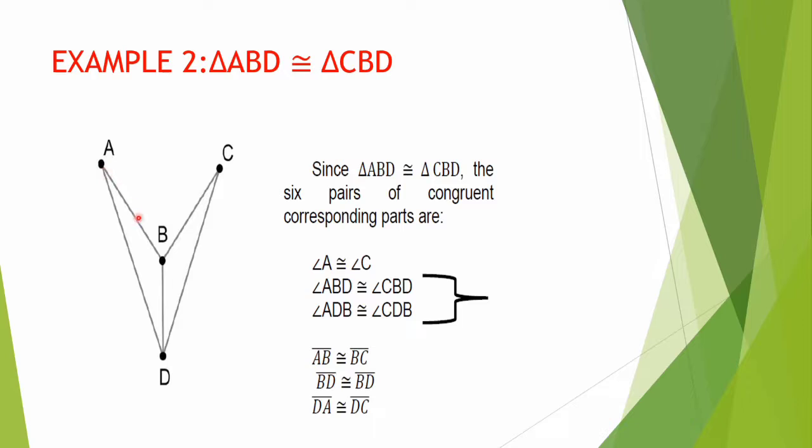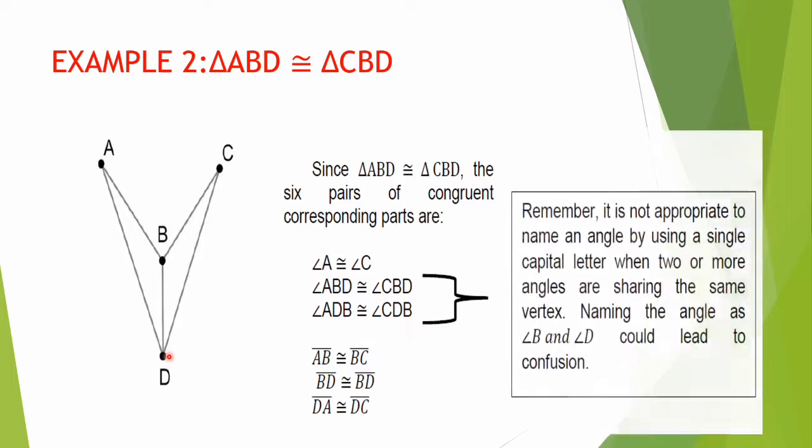Angle EBD is congruent to angle CBD. And angle ADB is congruent to angle CDB. So if you notice, the second and third corresponding angles did not use a single capital letter. Why? Because B and D is a common vertex for triangle EBD and triangle CBD.